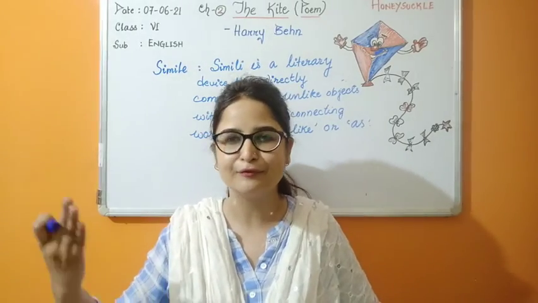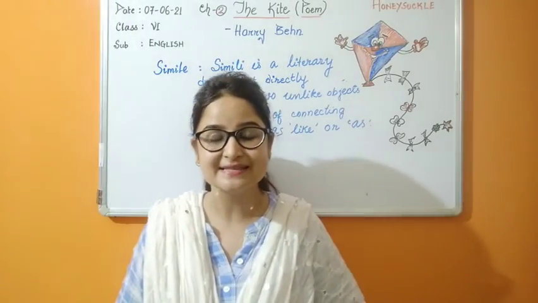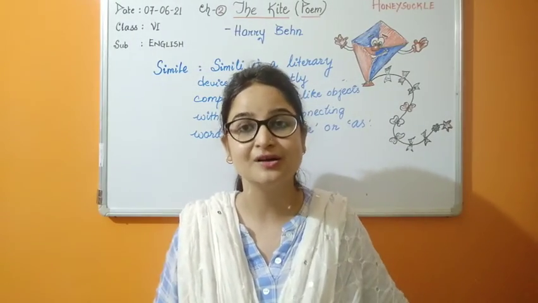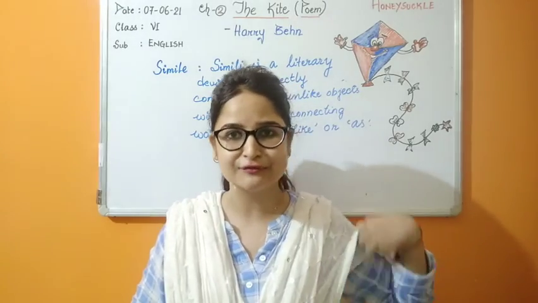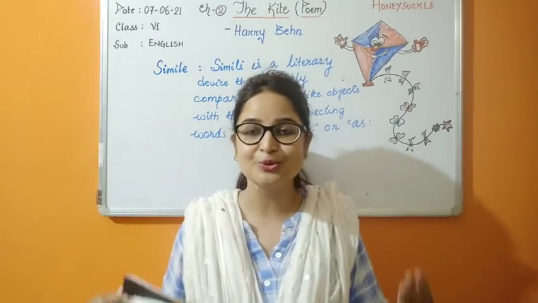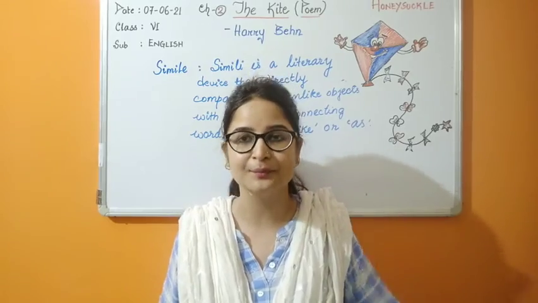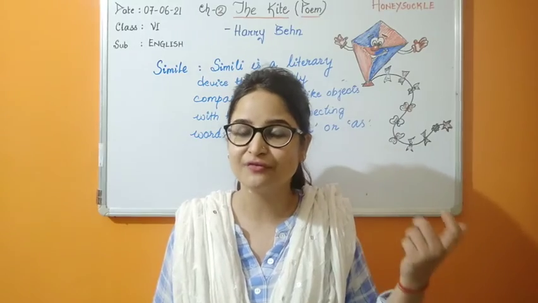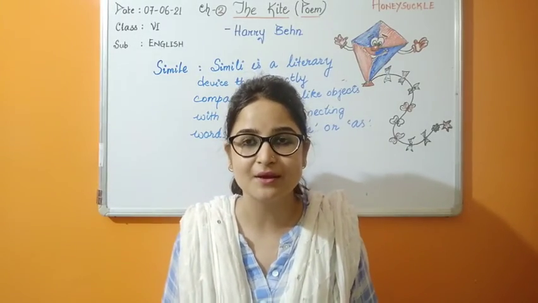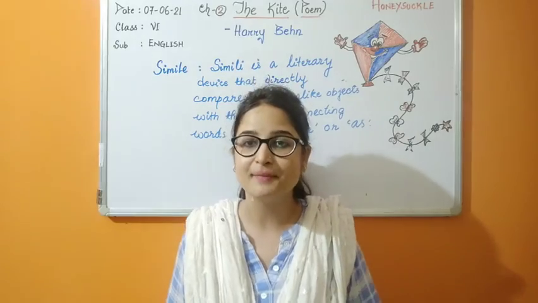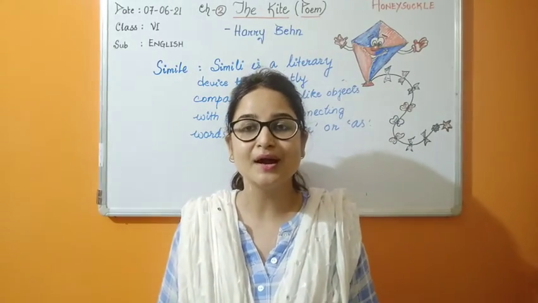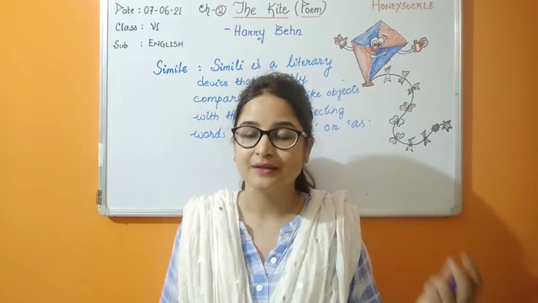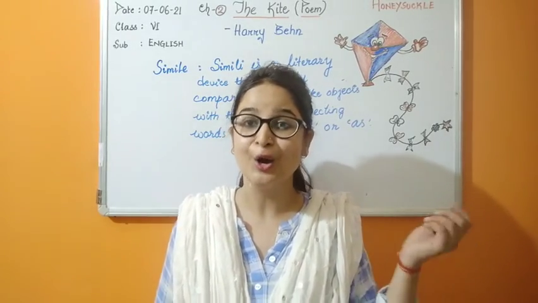Let me give you an example from outside first. We can say that she is like a rose. Now the girl and the rose are two different objects, right? A girl is a human being, the rose is a plant, a shrub. So they are two different things. But what we are comparing is their beauty, the sight of it, that they are very beautiful. The girl is as beautiful as a rose.